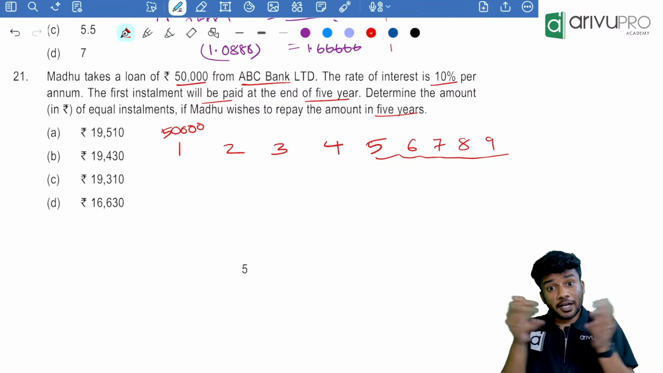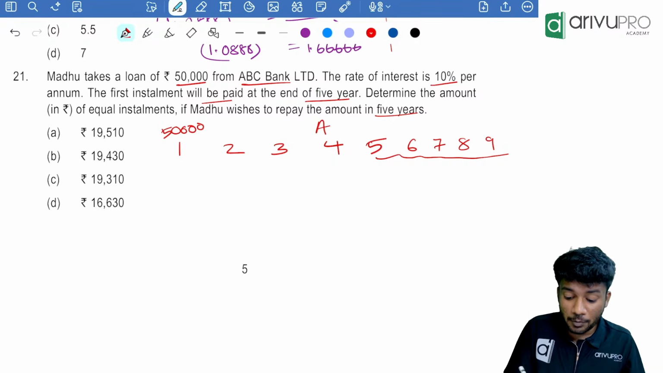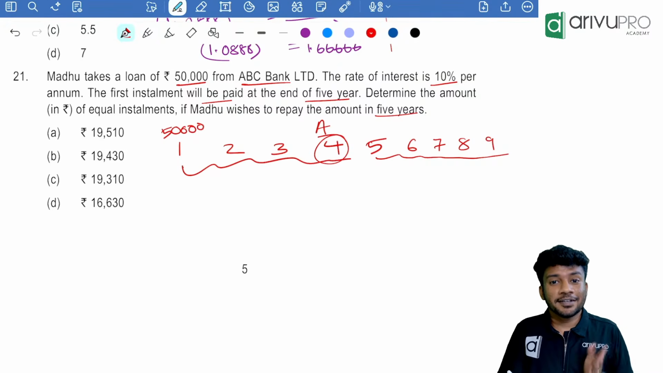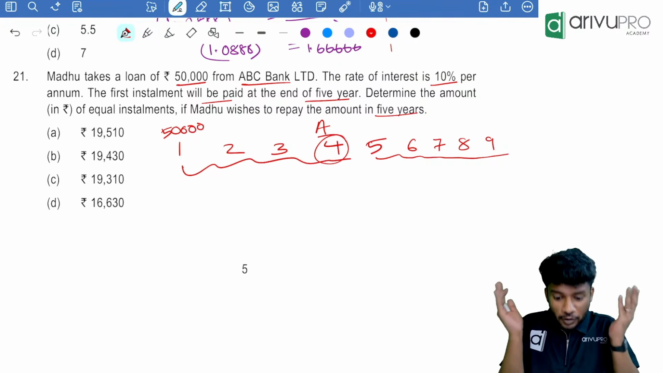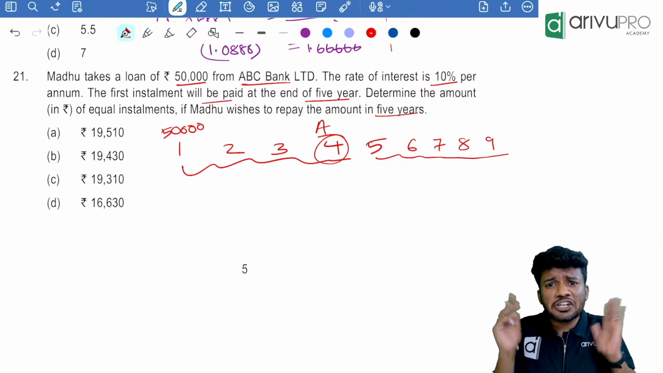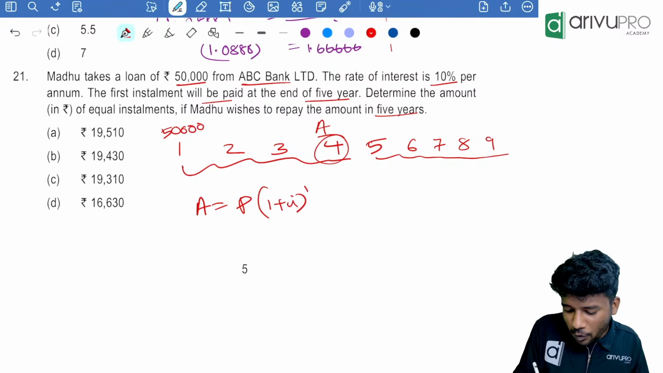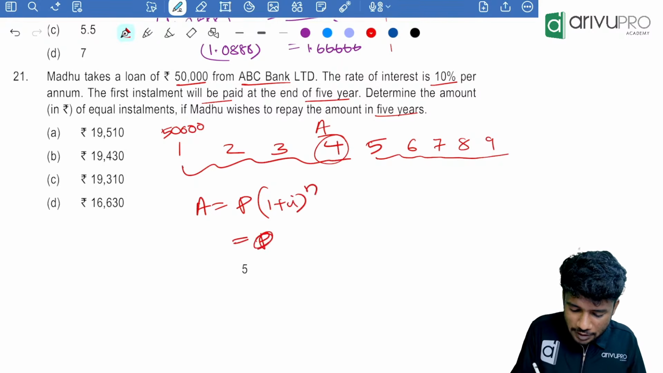That principal, after accumulating all the interest, should become a bigger amount by the fourth year, right? For the first 4 years I am not paying anything, so it accumulates because I did not pay any interest. That means the amount is nothing but principal into 1 plus I the whole power n, which is 50,000 into 1 plus I.